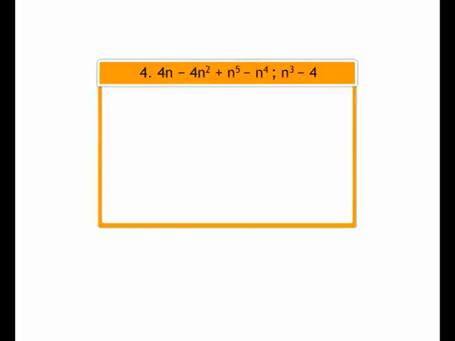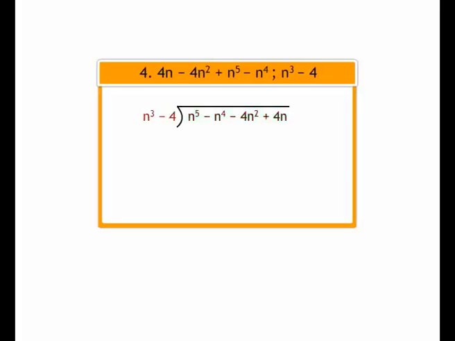4n minus 4n square plus n raised to 5 minus n raised to 4, divided by n cube minus 4. First of all, arrange the dividend in a descending order. That is, n raised to 5 minus n raised to 4 minus 4n square plus 4n. Here the dividend is n raised to 5 minus n raised to 4 minus 4n square plus 4n, and our divisor is a binomial, that is n cube minus 4.